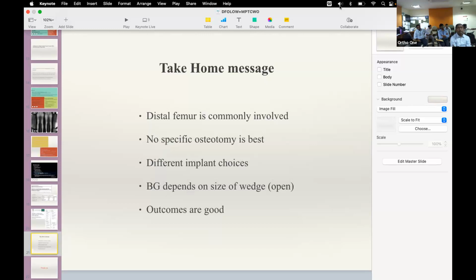Regarding any other doubts in the rotation, valgus and rotation osteotomy? Any points you can ask?